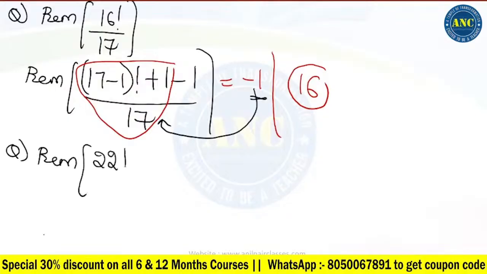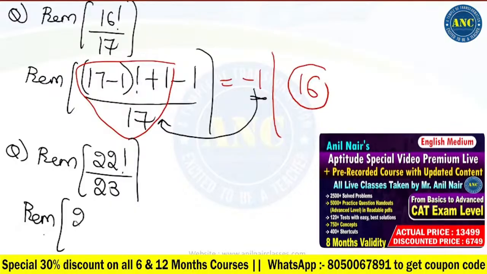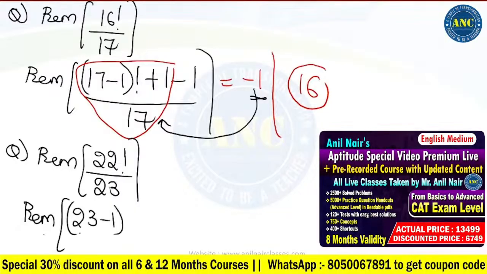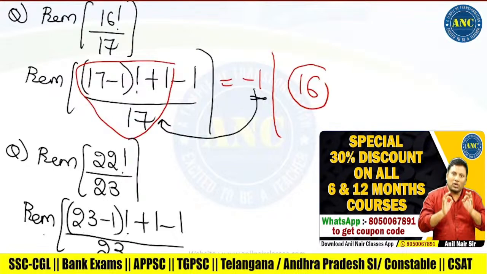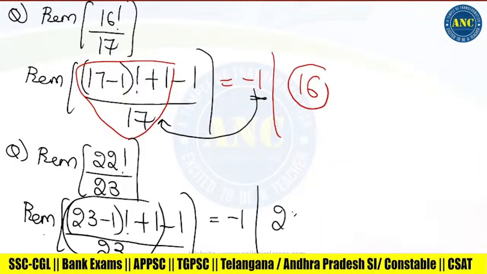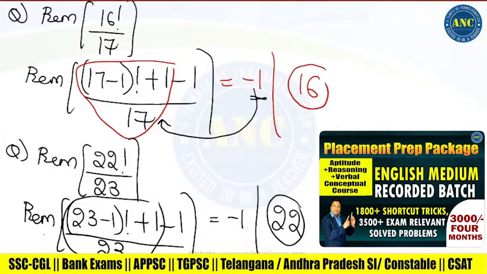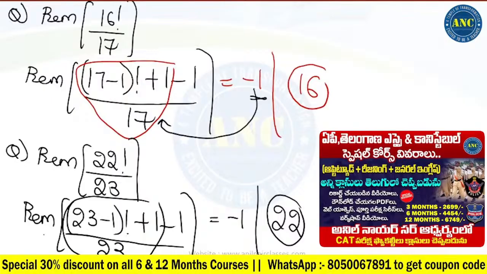Remainder when 22 factorial is divided by 23. This is nothing but (23 minus 1) factorial plus 1 minus 1, divided by 23. (P minus 1) factorial plus 1 divided by P is 0. Again it is minus 1. Minus 1, plus 23, what is the positive remainder? 22.